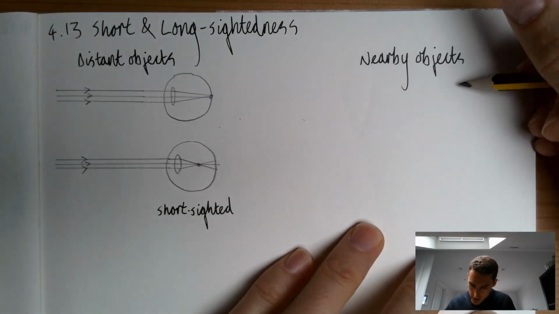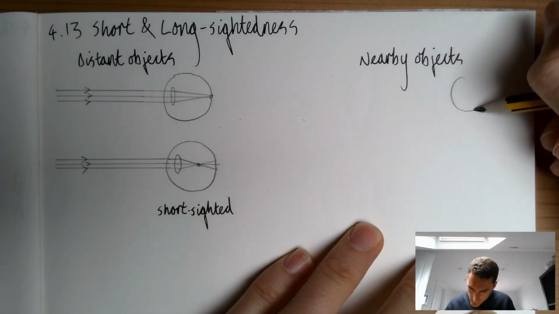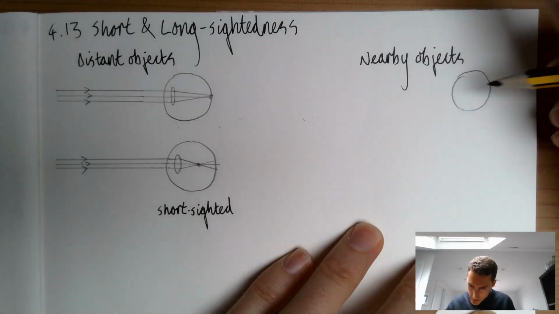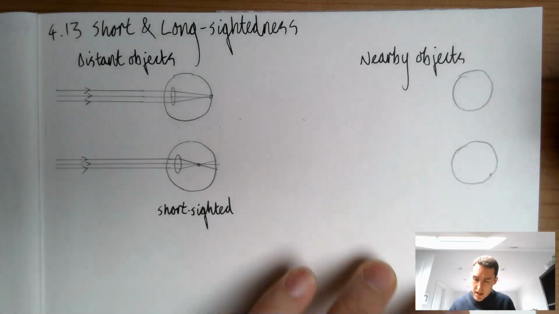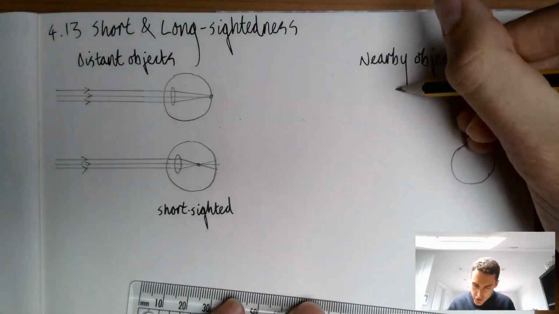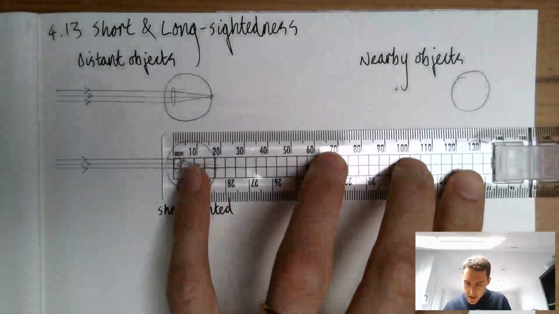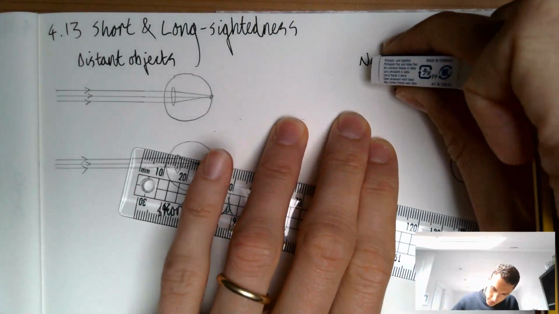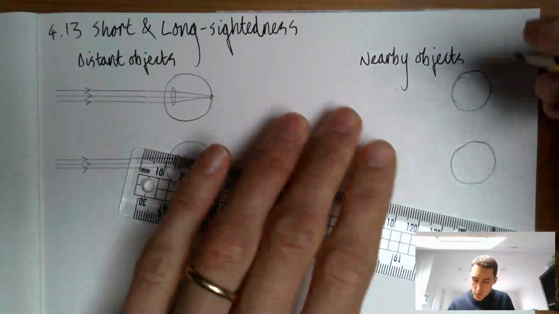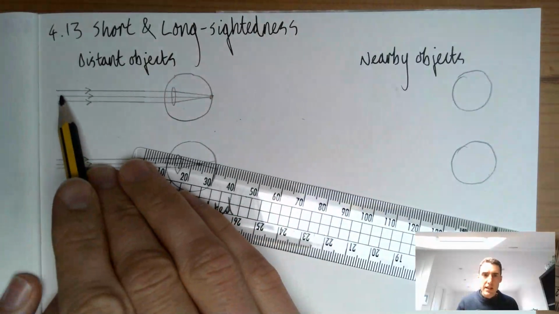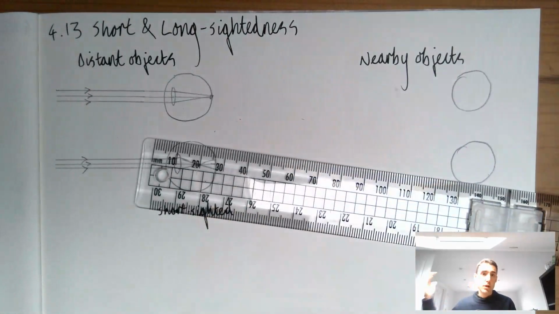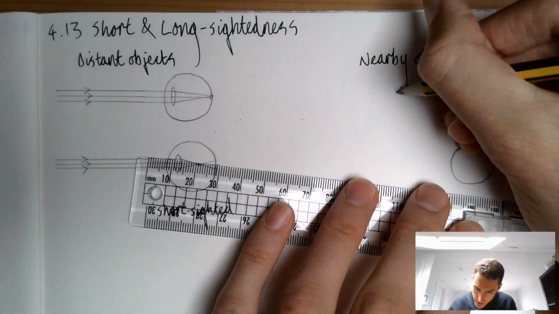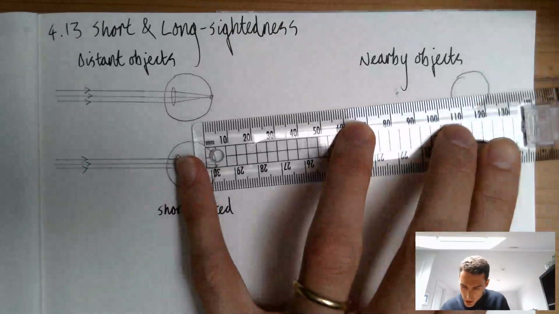So let's draw our second pair of diagrams over here, and this is to do with looking at nearby objects. So let's remind students what we want to say. With nearby objects, we're not getting these essentially parallel rays of light coming in from a long, long way away. We're getting rays of light coming from a point which is a lot closer.